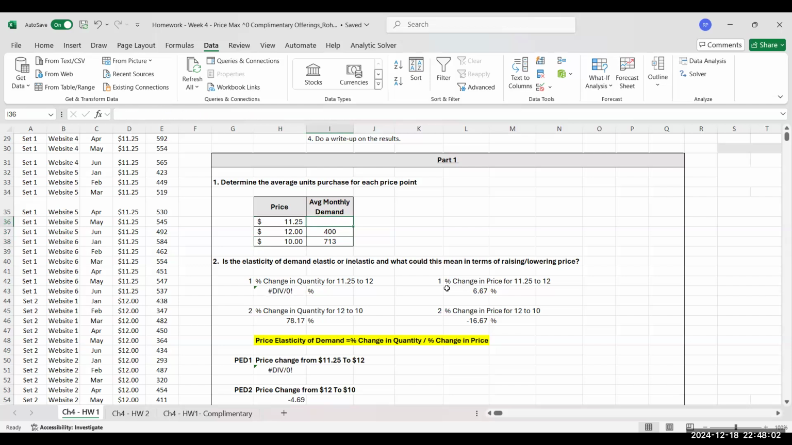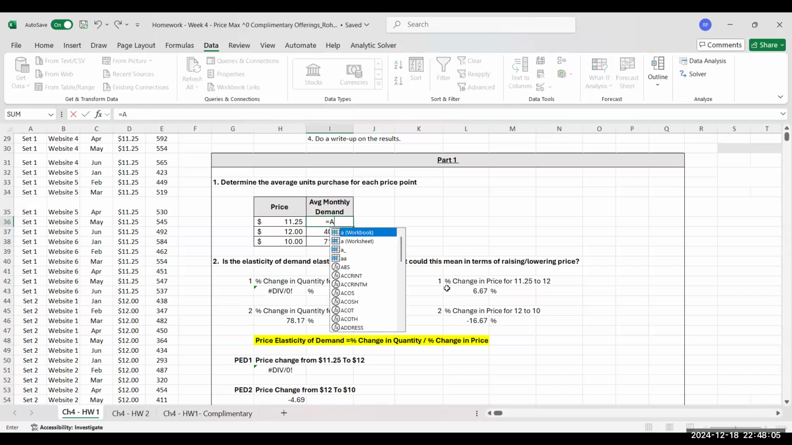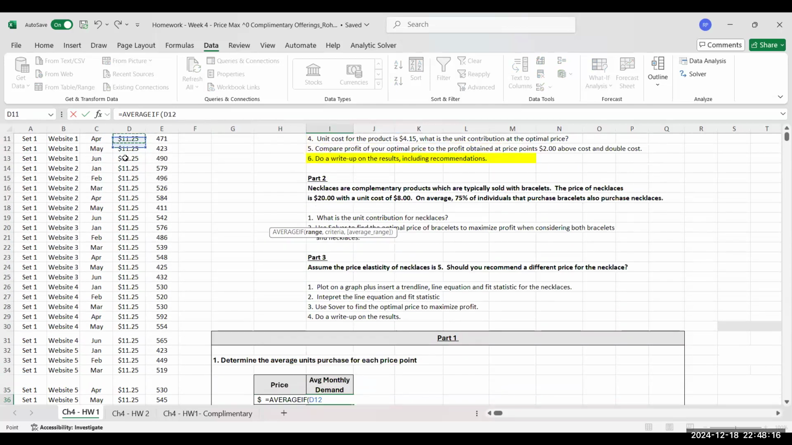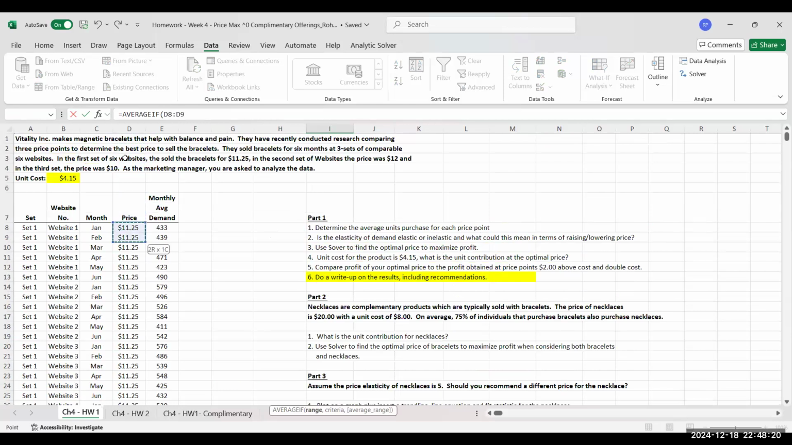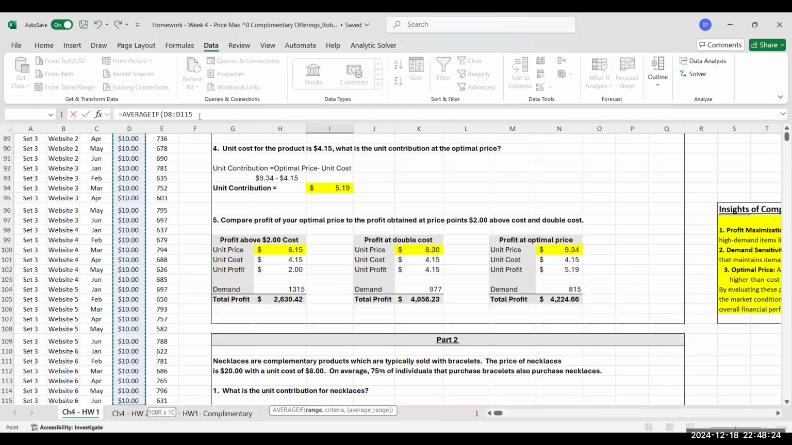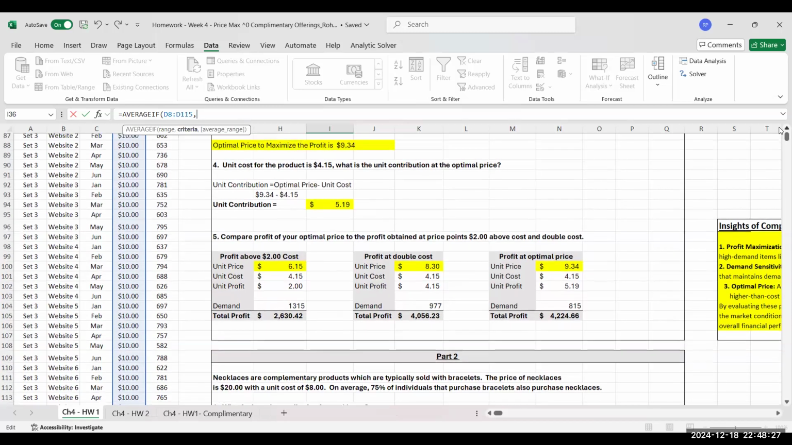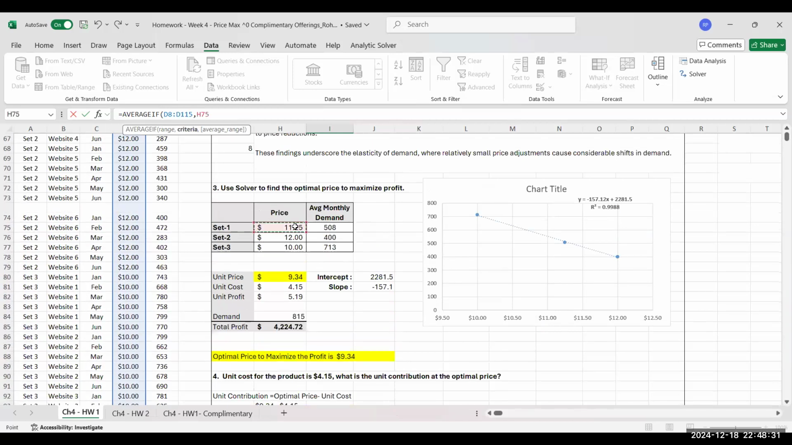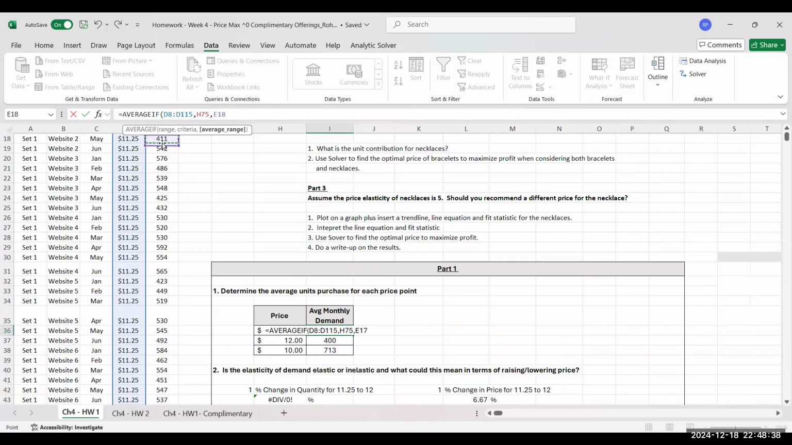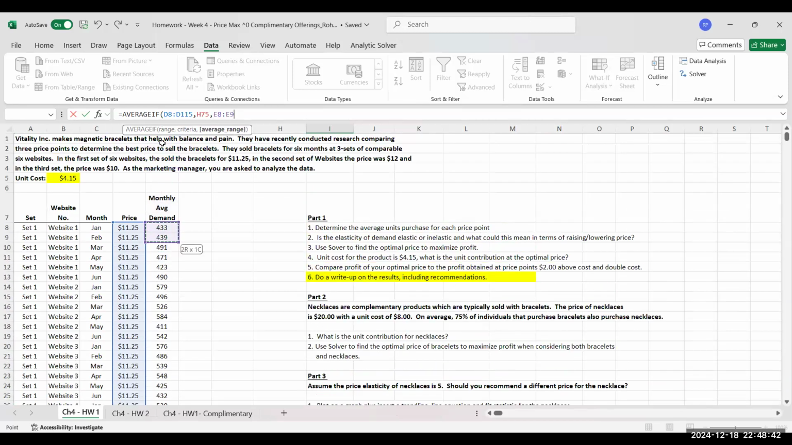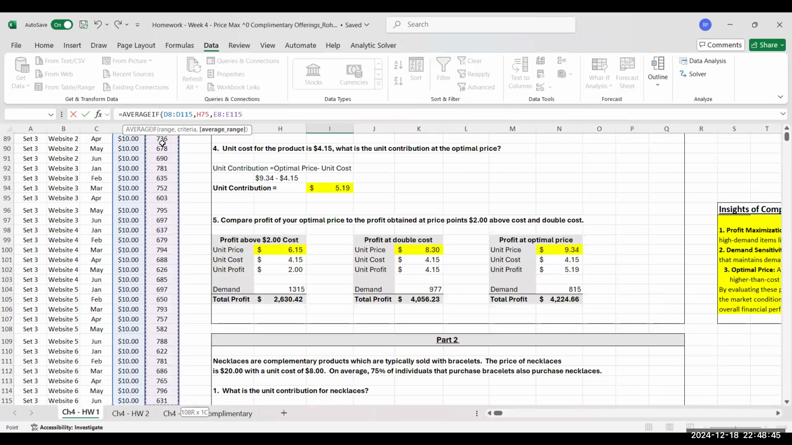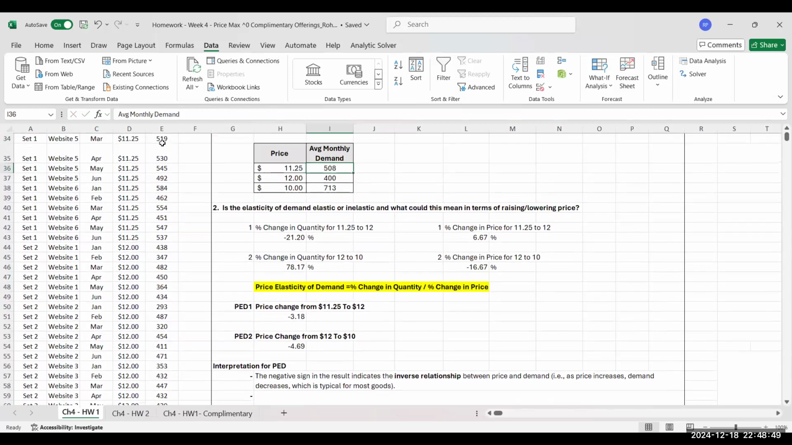What I'm doing here is using the AVERAGEIF command. It shows the range, so this is the range which we have to select. Then the criteria is the price point whose demand you want to find, and we have to find the average demand. So we're gonna use this data. Close parenthesis. We got this value, 508.